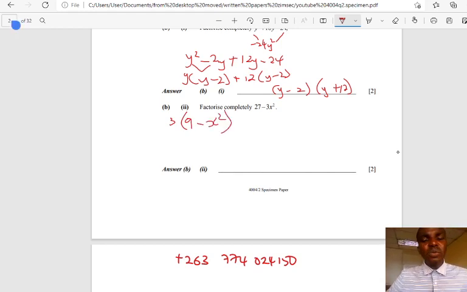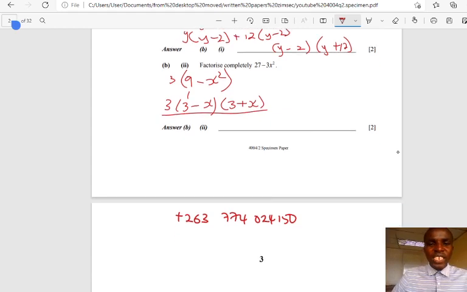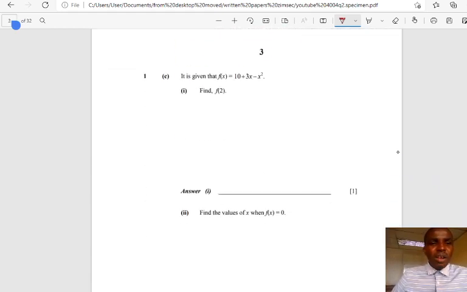Then 9 minus x squared is a difference of two squares. Difference of two squares, you factorize by taking the square roots of these numbers. The square root of 9 is 3. The square root of x squared is x. Then it will be 3 here, and the other one, you just give a plus sign like this. So these are the factors you have factorized. Done.